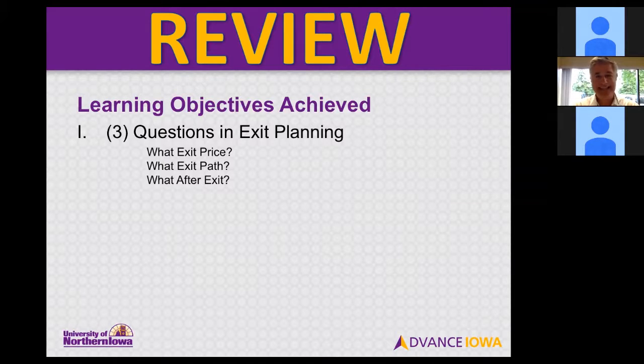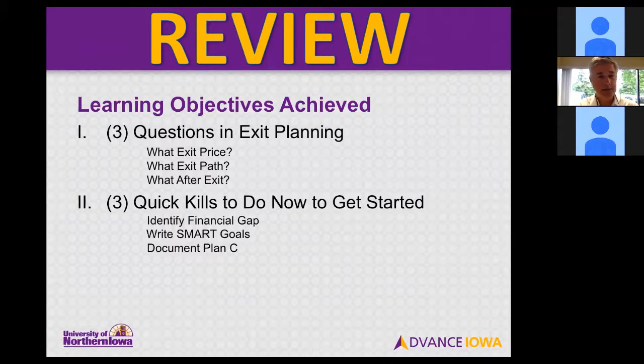What exit path? Is it going to be the family, an insider, some outside buyer, an ESOP, or some other choice? What after exit? What's your next step, the next higher calling for you? Again, the 3 quick kills that we talked about. Talk to your financial advisor, and identify what the financial gap is for you to retire and achieve the standard of living that you want.